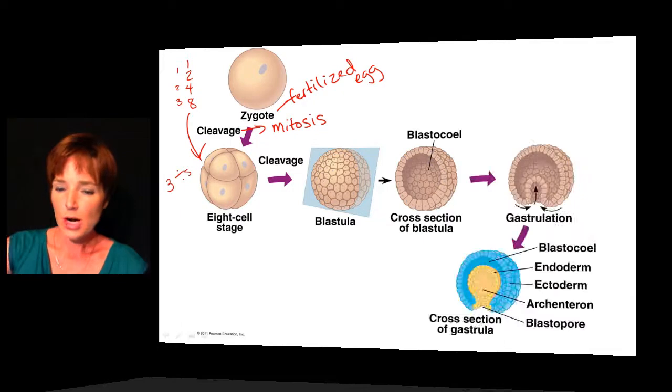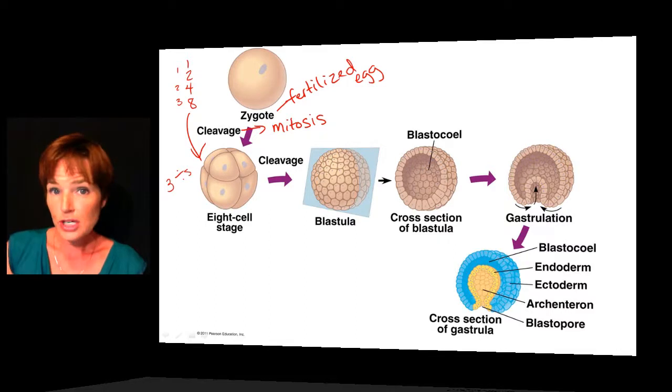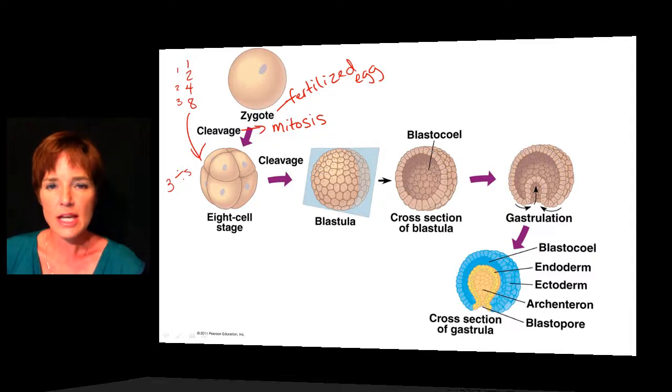Now, through the process of gastrulation, and this is something that is unique to animals, that blastula is going to have some folding that takes place. So gastrulation is a process that's characteristic of animal development. Through this process, the blastula is going to fold in. When it folds in this manner, we start to get some layering, and we have different names for these layers.